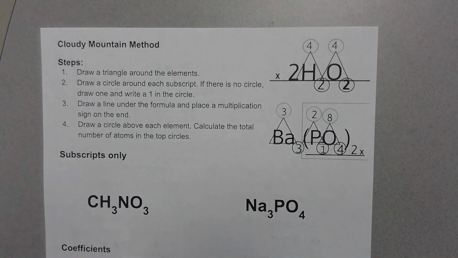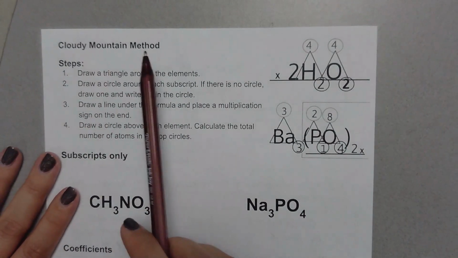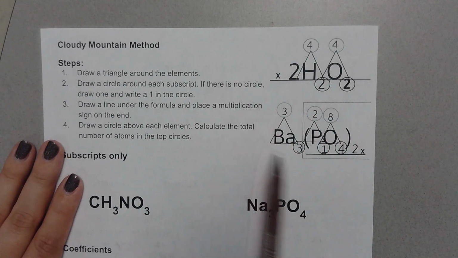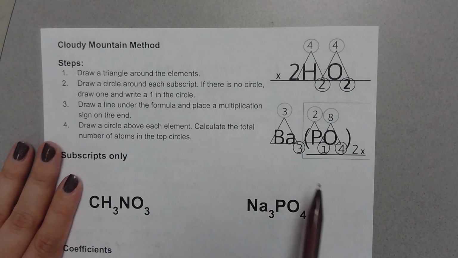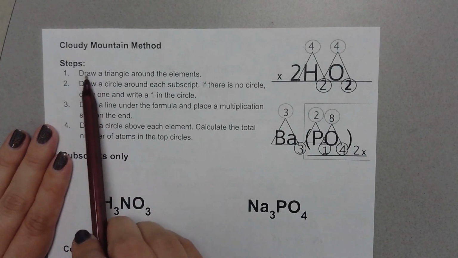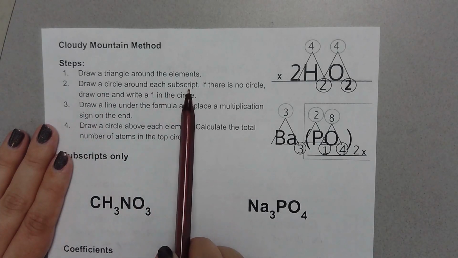Okay, so now we're going to do the back page. And we're going to use something this year called the Cloudy Mountain method of counting atoms. So this is a way of showing our work and working out correctly, in an easy to follow way, how to count atoms. So first, draw a triangle around the elements, then draw a circle around each subscript.